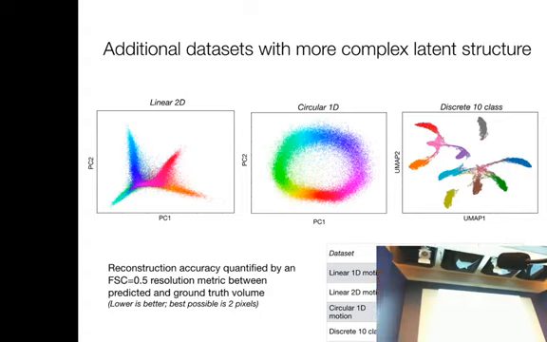There are a couple of additional data sets we've generated that have more complex latent structure. In this linear 2D data set, we have 2 independent domains of the protein complex that are allowed to move independently. In the circular 1D data set, we have 1 domain of the protein which rotates 360 degrees. We have a discrete mixture of 10 different classes. And what I'm showing here is the data set embedded in latent space. And what's really cool is that the topology of our data distribution in latent space matches the topology of the underlying heterogeneity. We also quantify the accuracy of our volumes using an FSC resolution metric, which is a standard in the field.